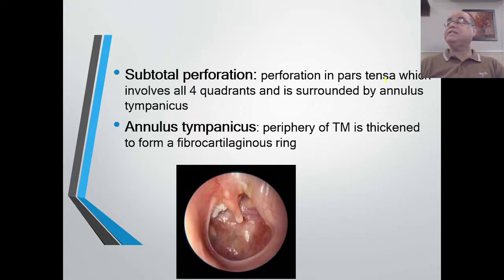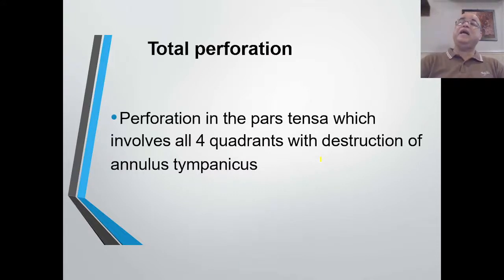Subtotal perforation in the pars tensa involves not only all 4 quadrants but it is still surrounded by the annulus tympanicus. That annulus tympanicus is intact, which I told you is a ring all around the pars tensa which is thickened or convex to form a fibrocartilaginous ring. That should be intact, and then we call it a subtotal perforation. But if this tympanic annulus or fibrocartilaginous ring is absent but still the bony annulus is intact, then we will call it a total perforation. But if the bony annulus is not intact, then that will be a marginal perforation, and marginal perforation is the hallmark of the attico-antral type of disease.